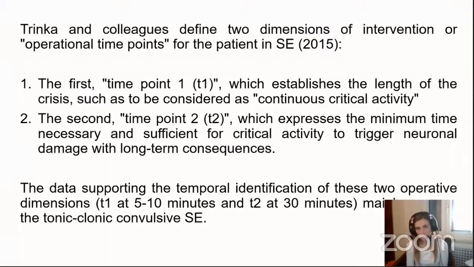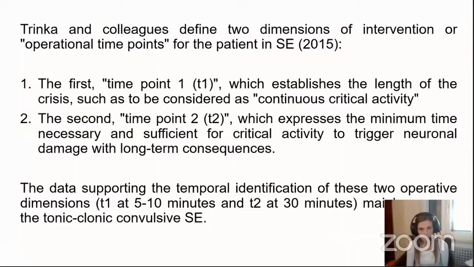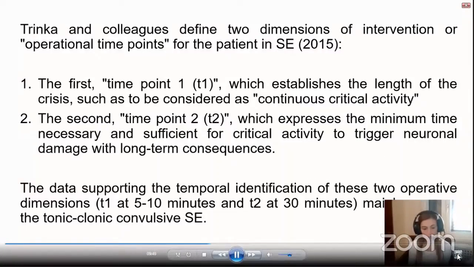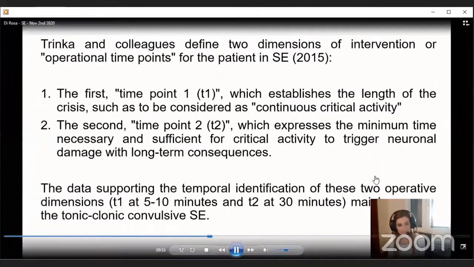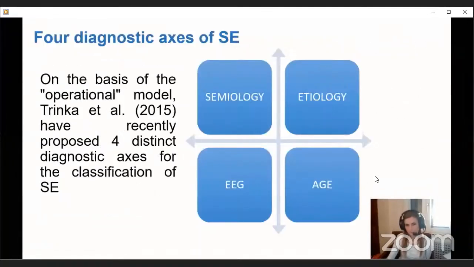Trinka and colleagues defined two dimensions of intervention or operational time points for patients with SE. The first one, time point 1, establishes the length of the crisis, the minimum interval of time of continuous critical activity to be considered as SE. The second, time point 2, expresses the minimum time necessary and sufficient for critical activity to trigger neuronal damage with long-term consequences. The literature data support that T1 can be set at 5-10 minutes and T2 at 30 minutes, but this assumption has been validated only for tonic-clonic convulsive SE and not for non-convulsive SE.